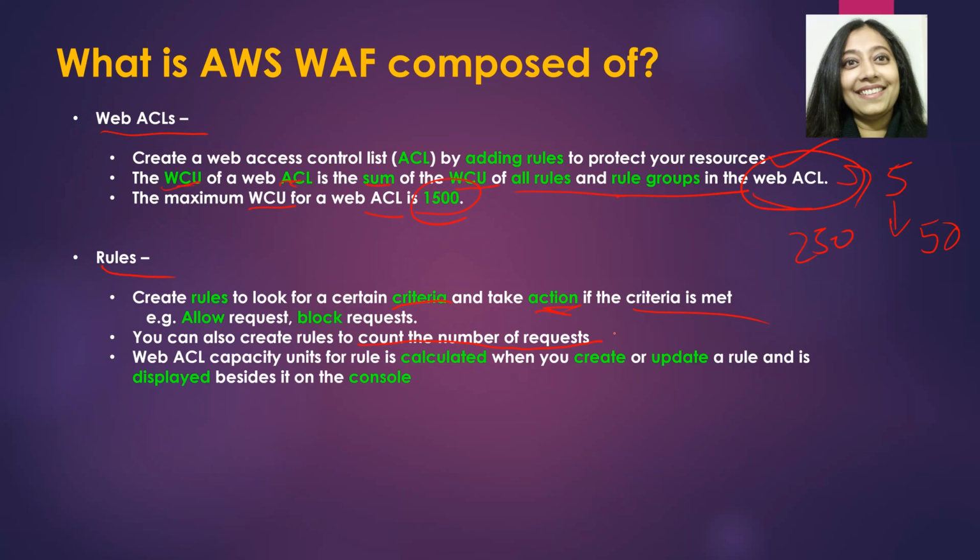And every time you create a rule, that WCU is created and updated whenever a rule is there. So it is calculated every single time when you create and update a rule. And that WCU, the number of units, is displayed beside the rule on the console.